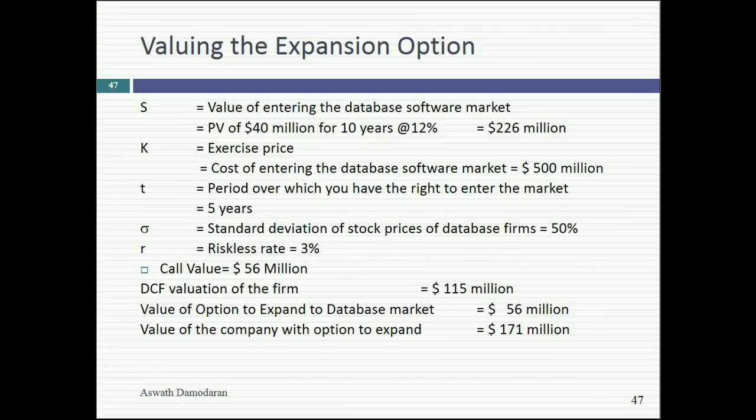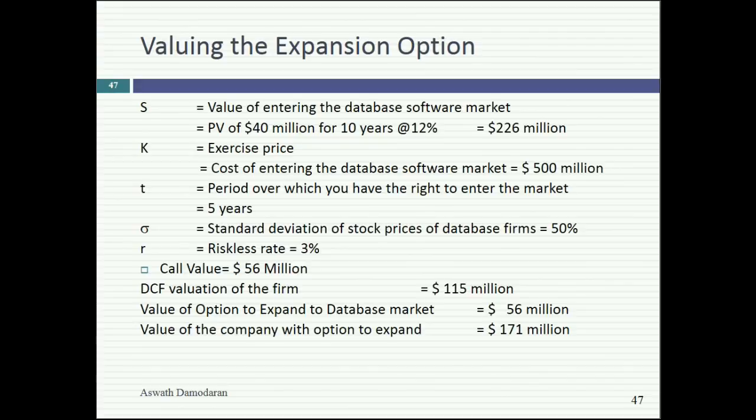Horrible project, right? But I have 5 years, standard deviation is 50%, riskless rate is 3%. Plug in D1, D2, N of D1, N of D2. The value that I get for the option, this is almost magical, is 56 million. I have a project that's deep, deep, deep out of the money, negative net present value, but because it's an uncertain business, the value of that option to expand is 56 million.